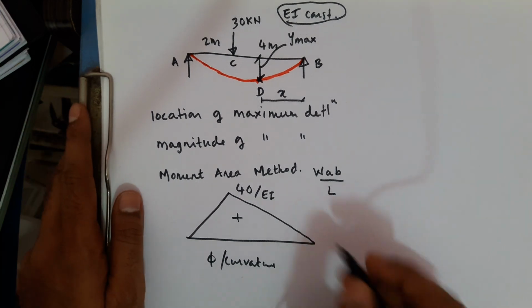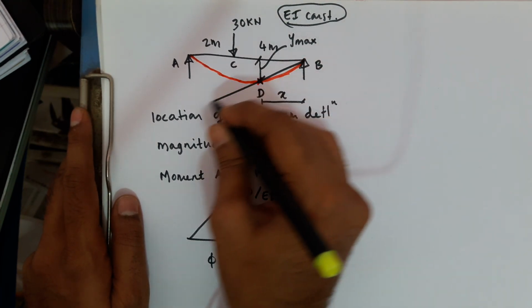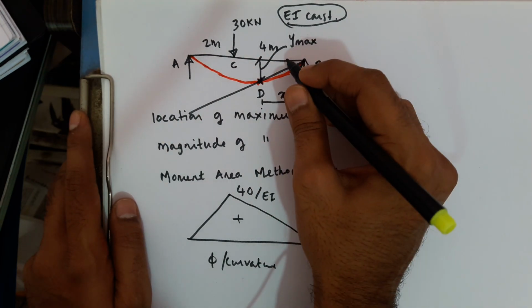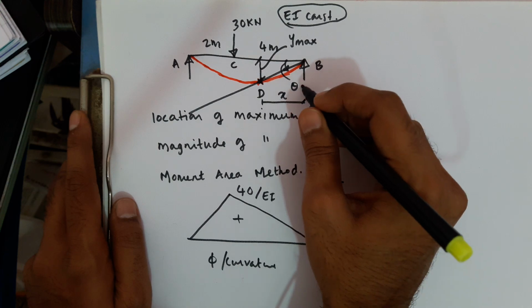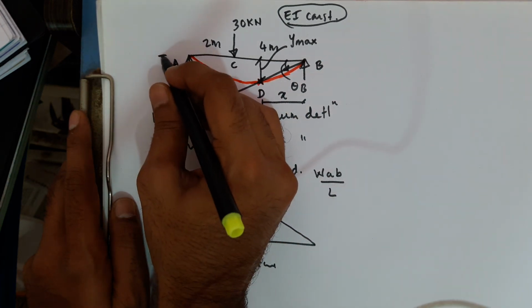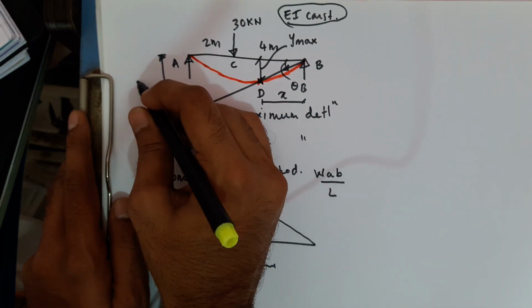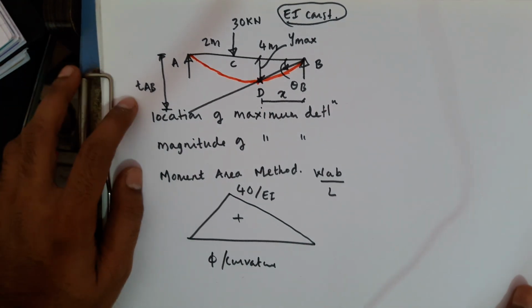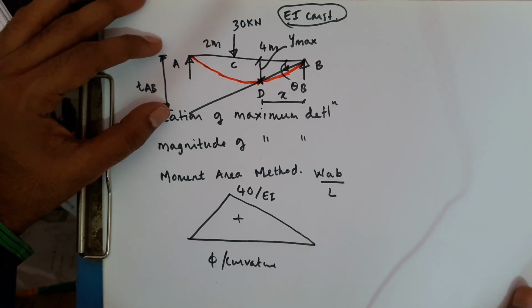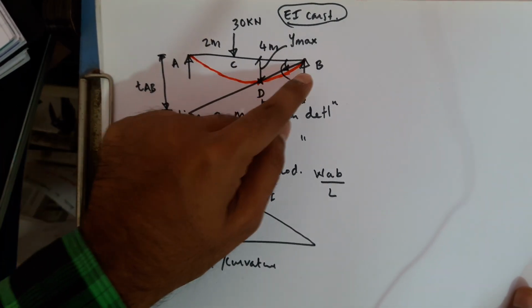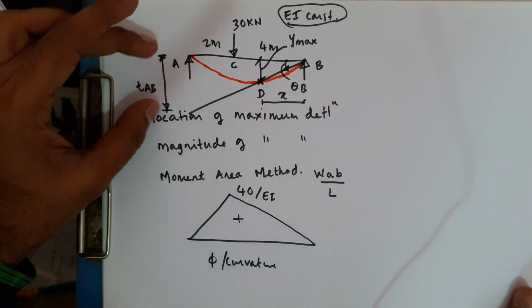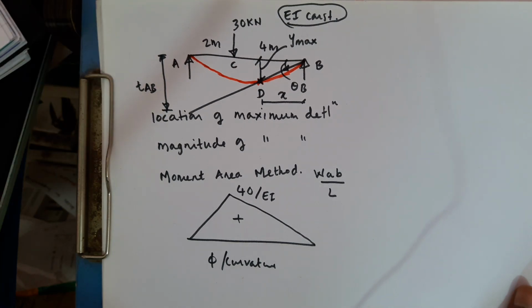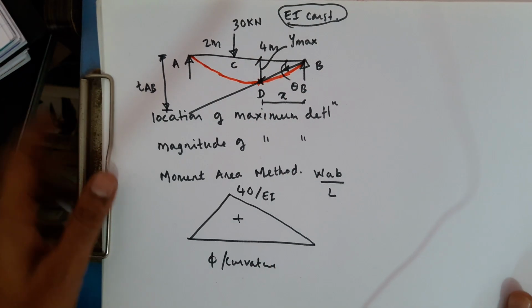What I will do here is draw a tangent from B, okay, and this will be my theta B and this will be TAB. TAB is nothing but the deviation of A with respect to the tangent from B. We have drawn the tangent from B and we have to determine this TAB. If you calculate this TAB, you can easily find theta B. So first you define TAB.